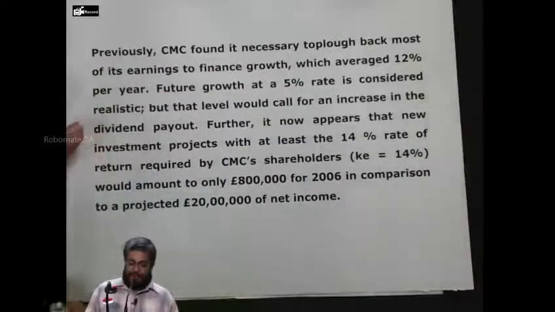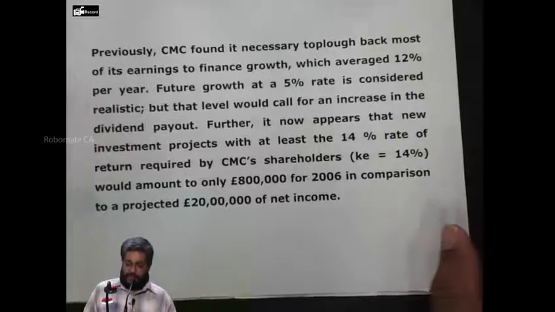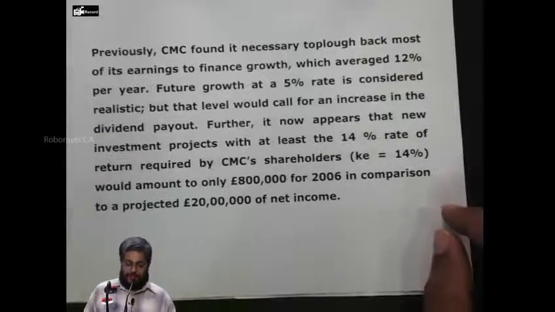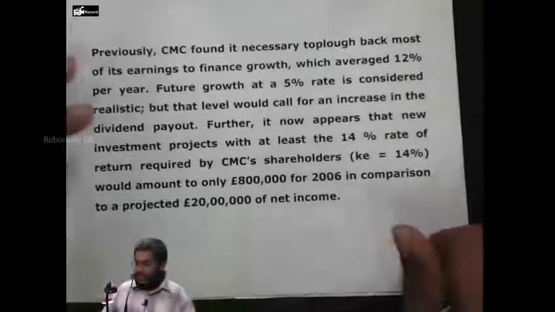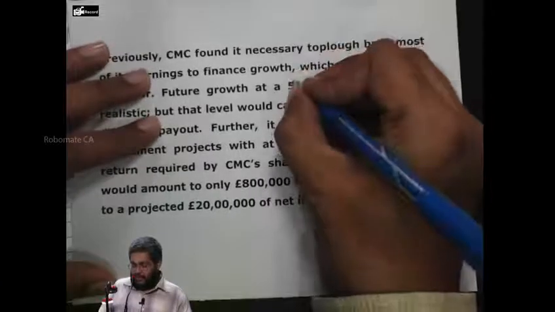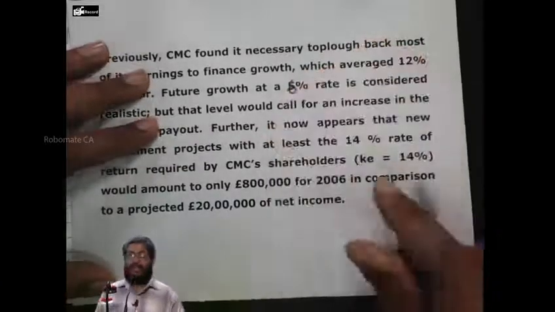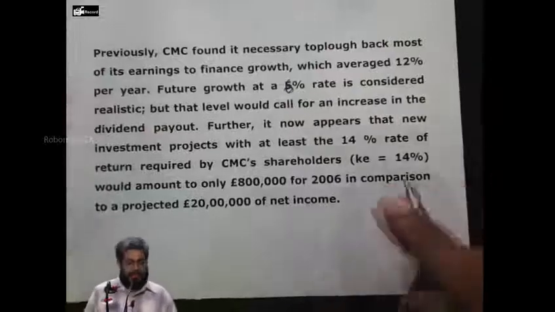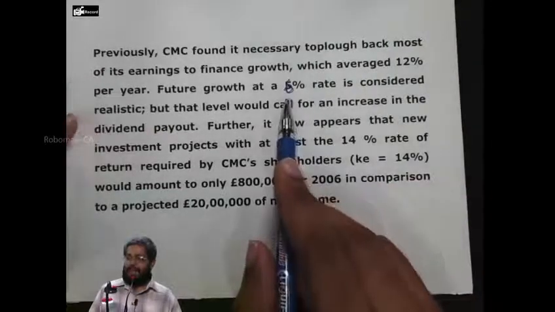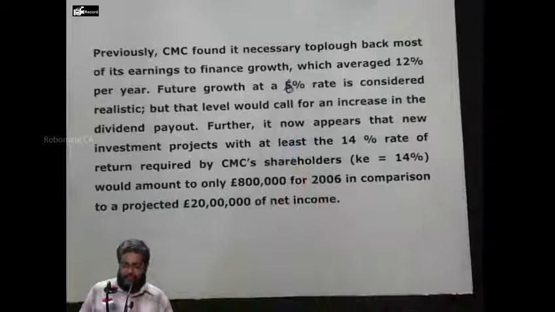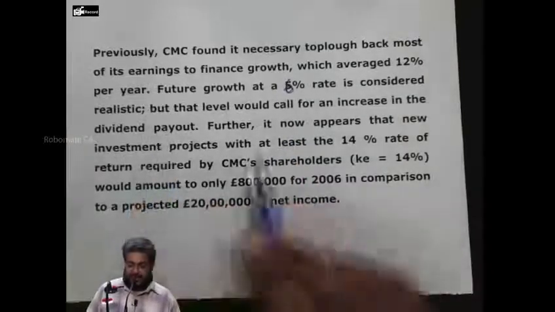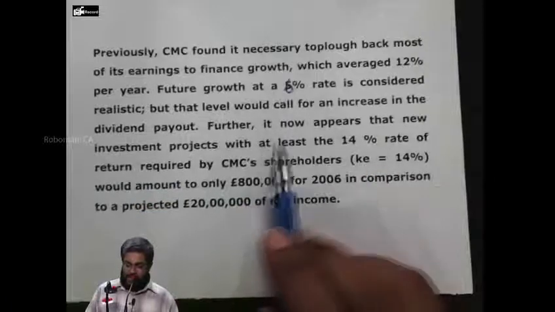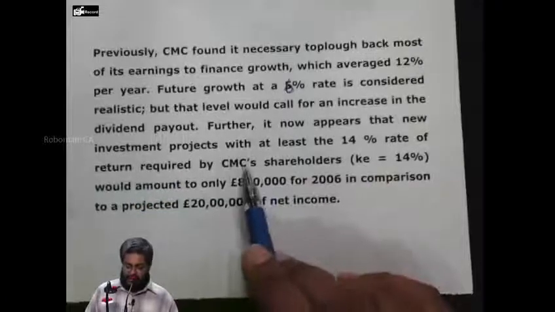Previously, CMC found it necessary to plow back most of its earnings to finance growth, which averaged 12% per year. Future growth at, make a small change, a typing mistake, 6%. Please make the change as 6. Printing mistake. Future growth at a 6% rate is considered realistic, but that level would call for an increase in the dividend payout.